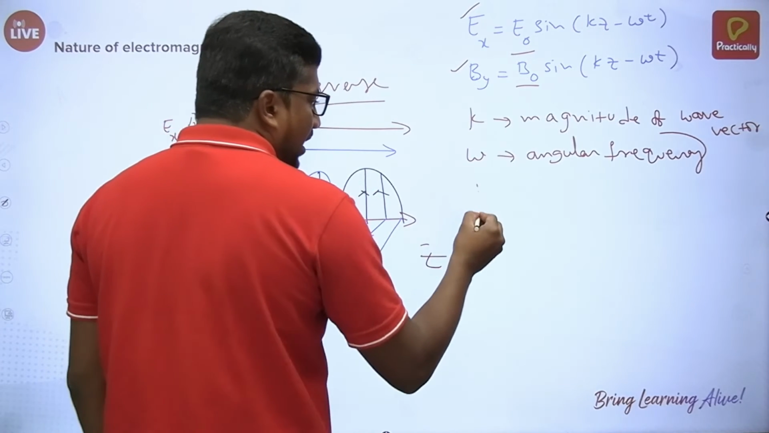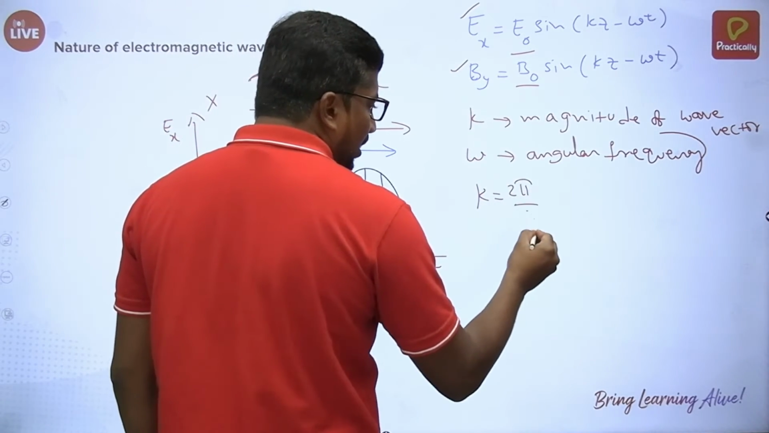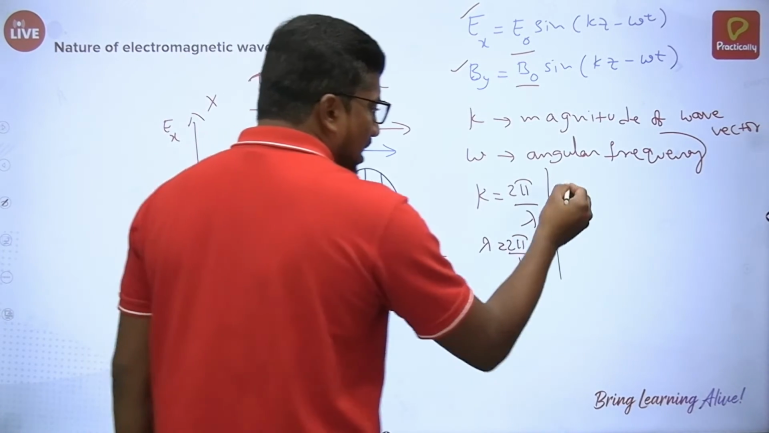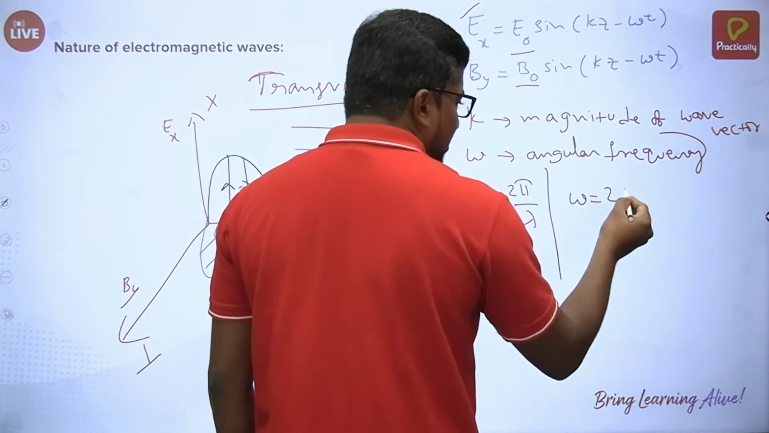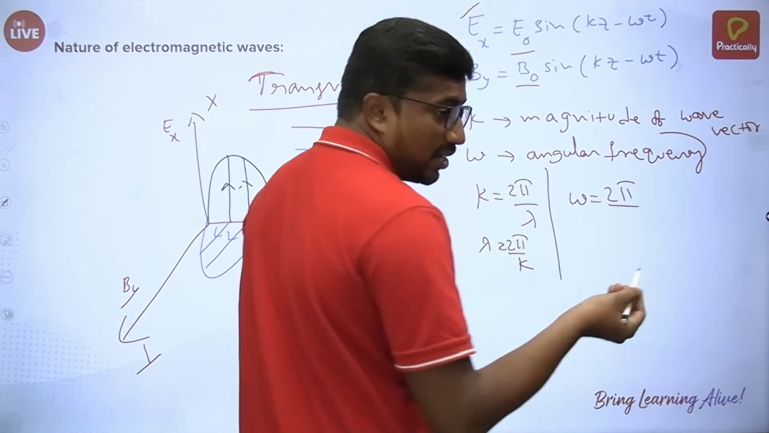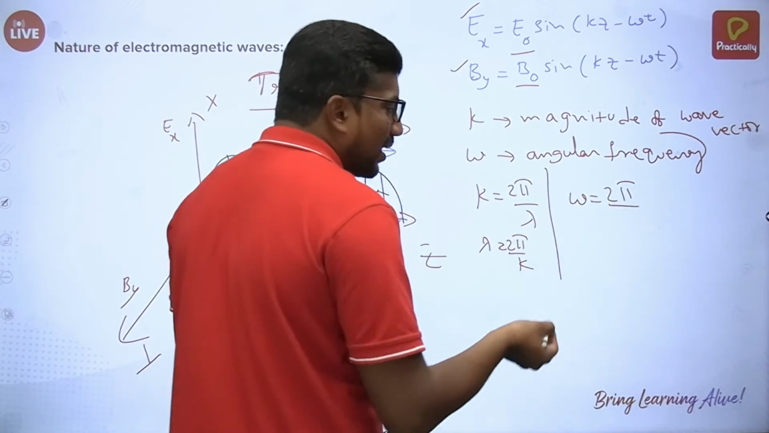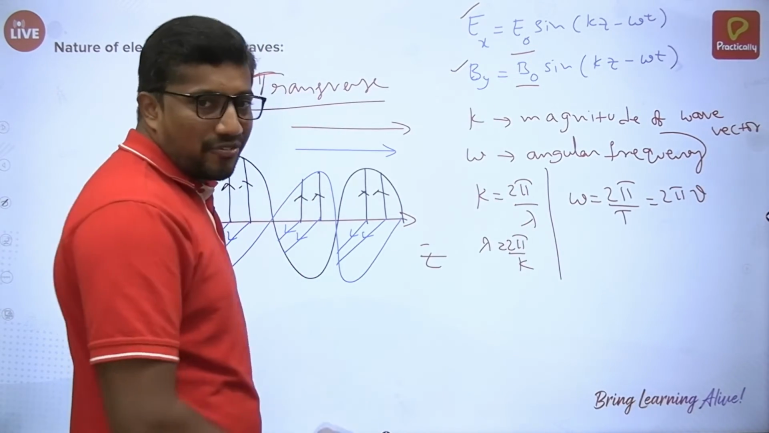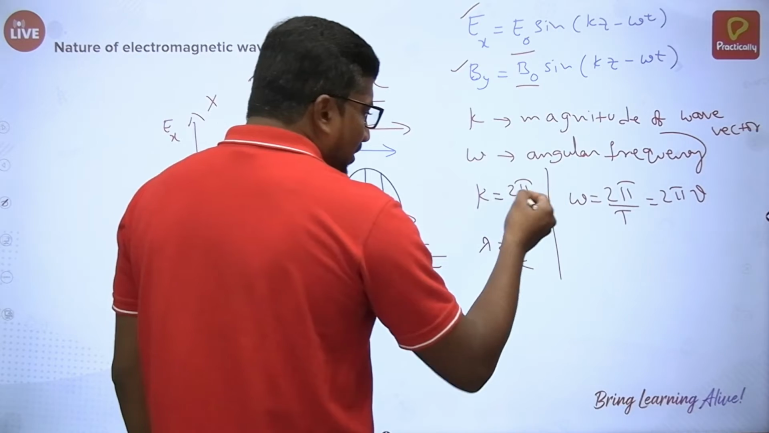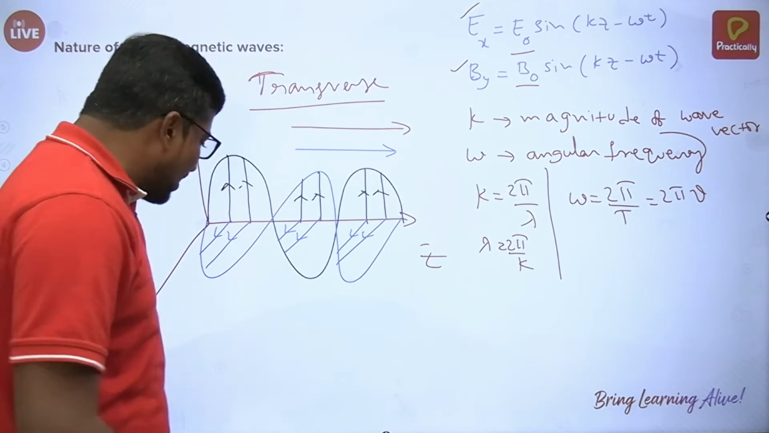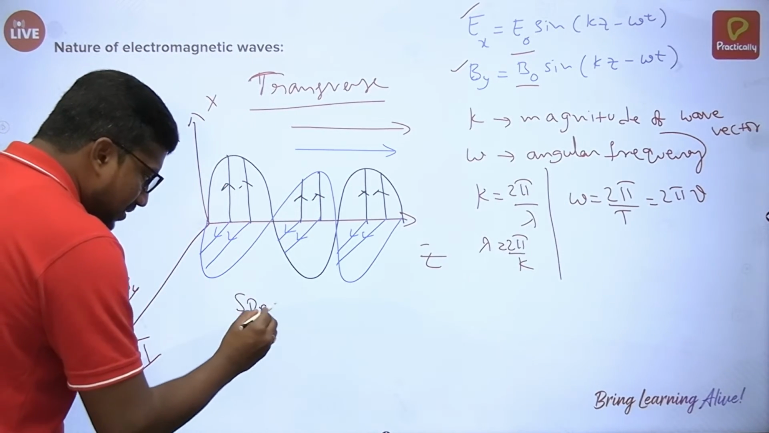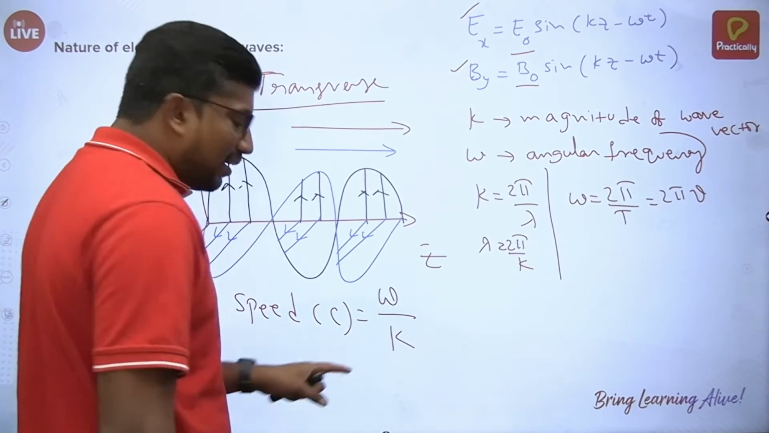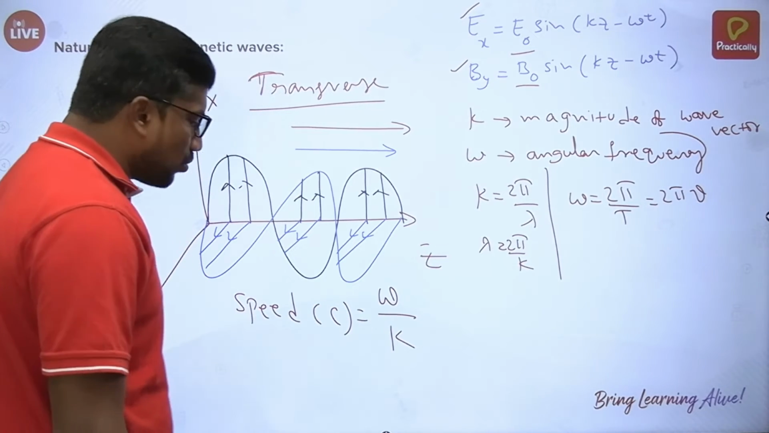Okay, k can be written as 2 pi by lambda, and from here lambda equals 2 pi by k, as well as omega can be written as 2 pi by T, so T equals 2 pi by omega. The same you can write as 2 pi nu, where nu is the frequency. So the speed of this electromagnetic wave can be written in terms of omega and the magnitude of the wave vector as omega by k.